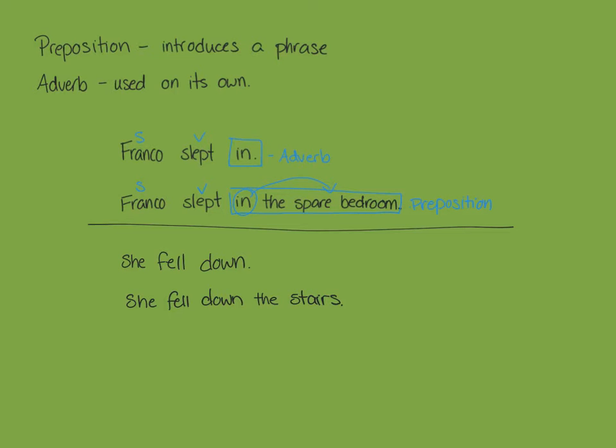A second pair of sentences is using the word down. So in the first example, she fell down. This is on its own, so it would be an adverb, but she fell down the stairs. Down is the first word in the phrase, so it is a preposition. And we could see that down and then the stairs is the object that it is modifying.